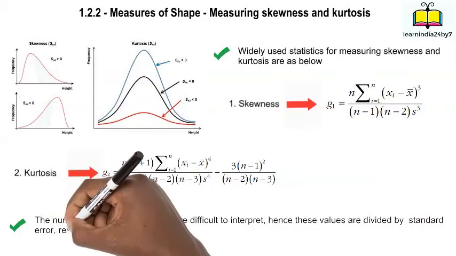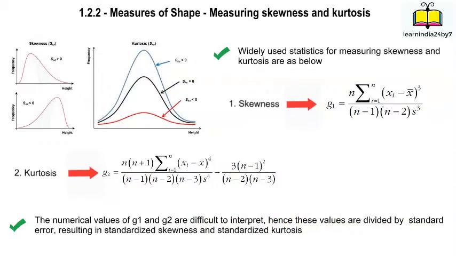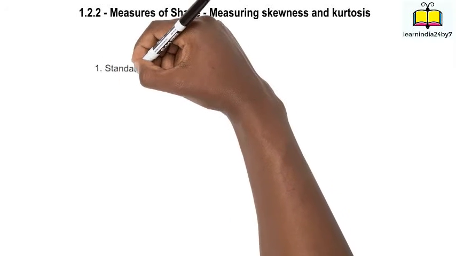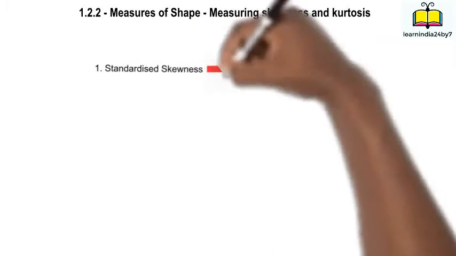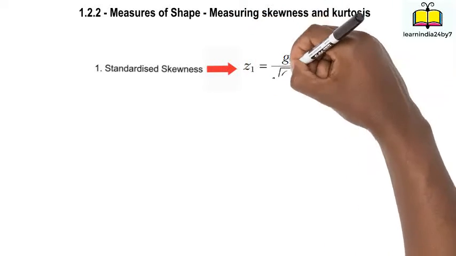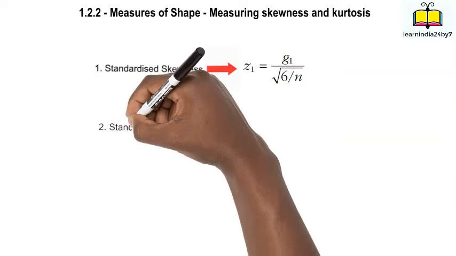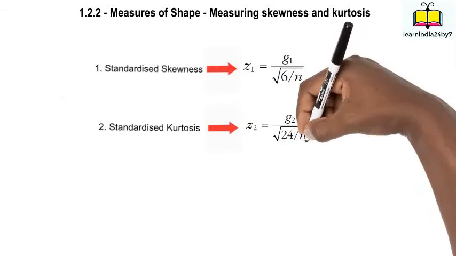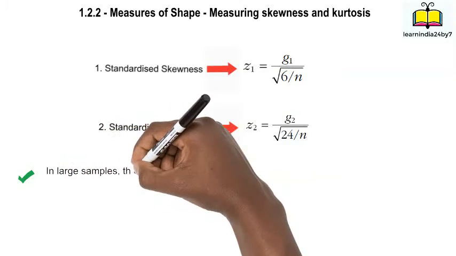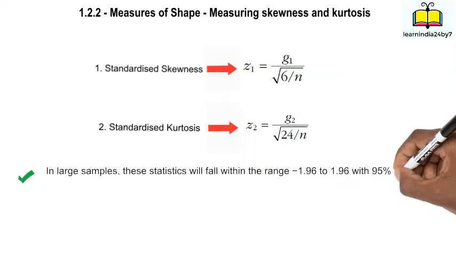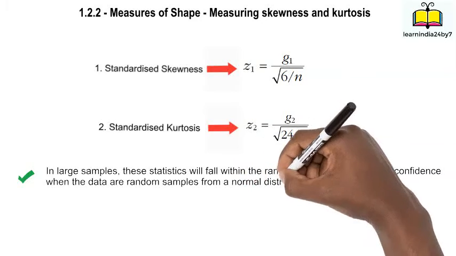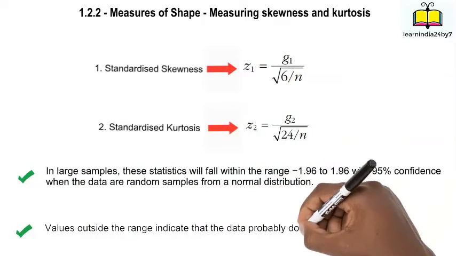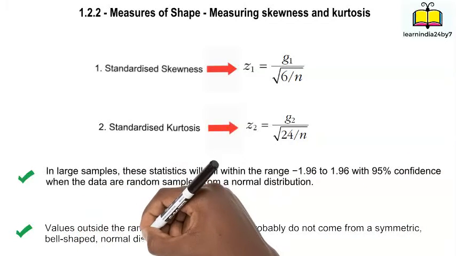The numerical values of G1 and G2 are difficult to interpret. The standardized skewness and kurtosis values are calculated as shown here. In large samples, these statistic values will fall within the range of -1.96 to +1.96. Values outside this range indicate the data does not come from a normal distribution.